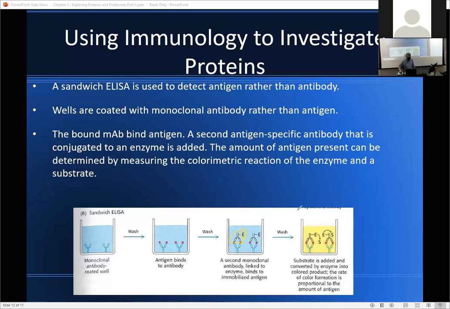Okay, so looking at the third bullet point, the bound monoclonal antibody binds antigen. The second antigen-specific antibody that is conjugated to an enzyme is added. The amount of antigen present can be determined by measuring the colorimetric reaction of the enzyme and substrate. Again, it's called the sandwich ELISA because our protein that we're trying to measure is actually sandwiched between the antibodies that we coated the well with and the second antibody that recognizes the antigen and is also conjugated to the enzyme.